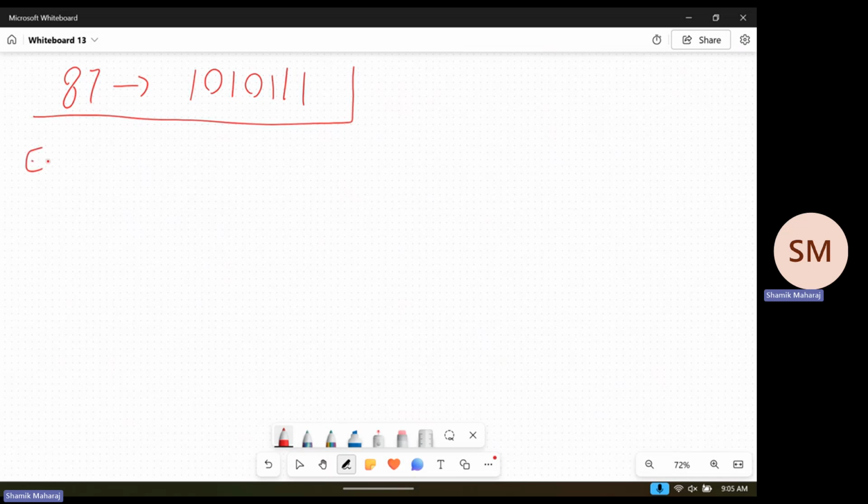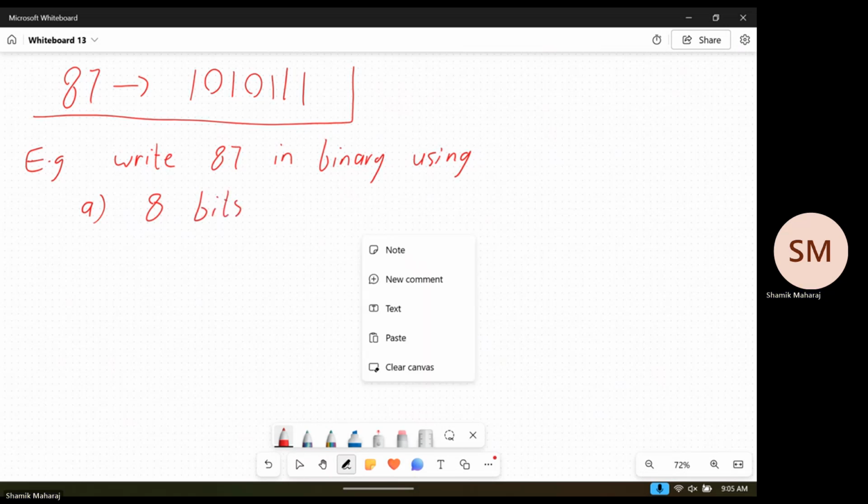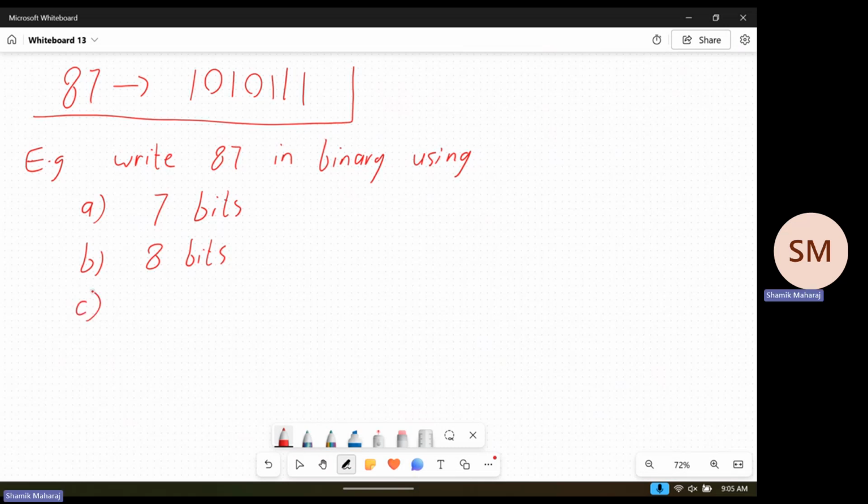Example: write 87 in binary using, let's say, A, 7 bits. Sorry about that, 7 bits, and then B will be 8 bits. And C will make it 16 bits.